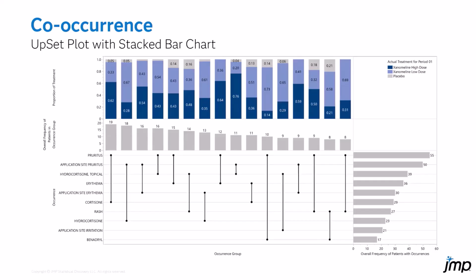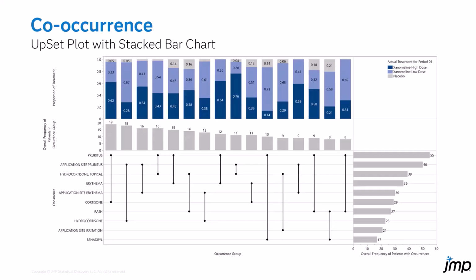And you can see that there's a number of different pairs that are connected by the points and the lines showing different adverse events and medications that are being paired off together in this analysis. So we can think of these as little subgroups of patients that are experiencing things together. But you can see that out of the 55 pruritus cases and the 29 instances of cortisone, there's 19 instances where those are occurring on the same day with each other.